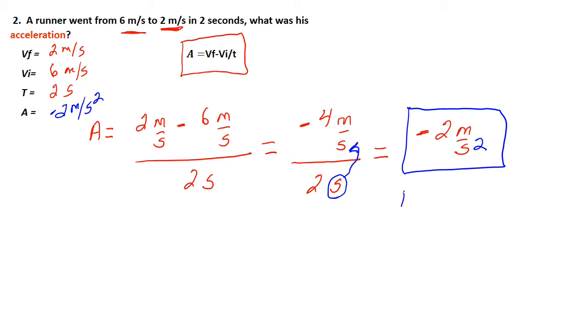My acceleration is a minus 2 meters per second squared. This is also called deceleration because it means that it slowed down. It implies that the runner went from a high speed to a slow speed, so you'd get a negative. You can get negative acceleration values, and we call those deceleration.